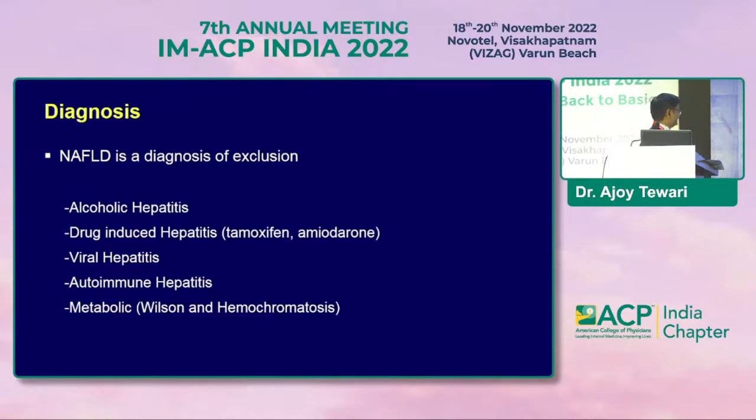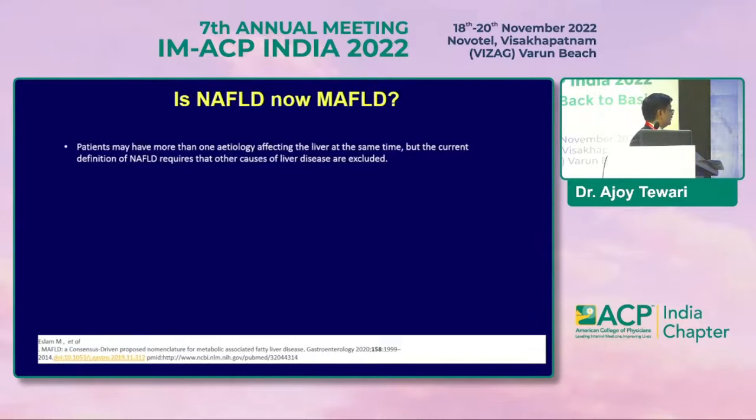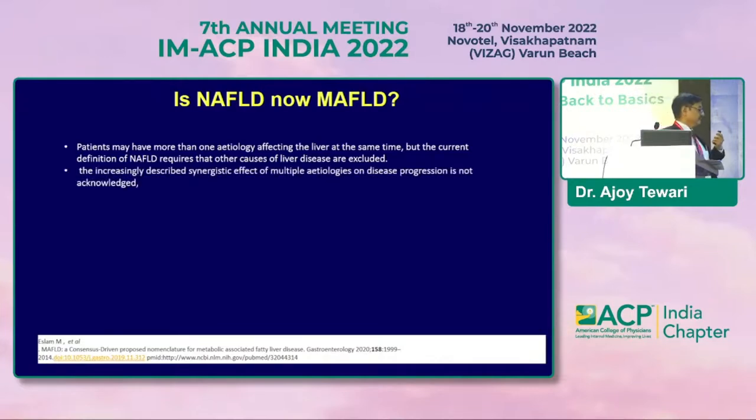So NAFLD is basically a diagnosis of exclusion. We have to exclude alcoholic hepatitis, drug-induced hepatitis, viral hepatitis, autoimmune hepatitis, and metabolic causes, Wilson disease, and hemochromatosis. So is NAFLD now MAFLD? Patients may have more than one etiology affecting the liver at the same time, but the current definition of NAFLD requires that the other causes of disease are excluded. So now the consensus is coming that we should think of it as a metabolic disease.